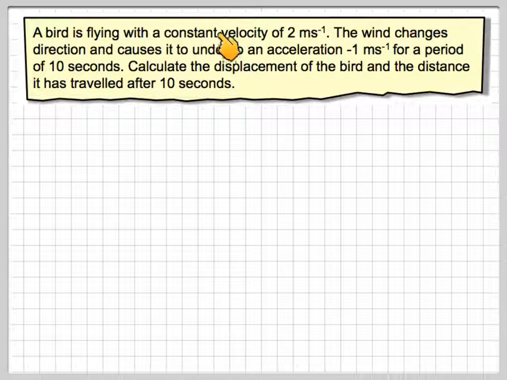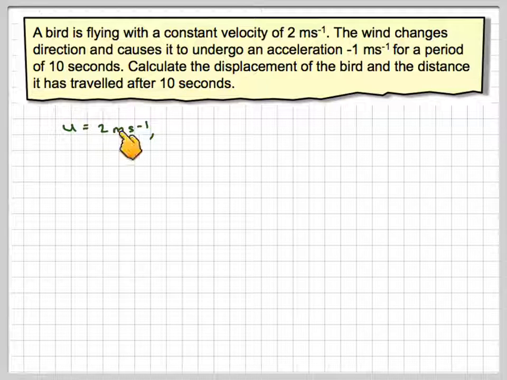A bird is flying with a constant velocity of 2 meters per second. The wind changes direction and causes it to undergo an acceleration of -1 meters per second squared for a period of 10 seconds. Calculate the displacement of the bird and the distance it has travelled after 10 seconds.